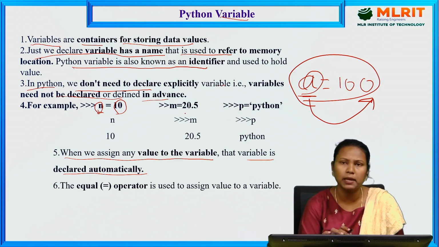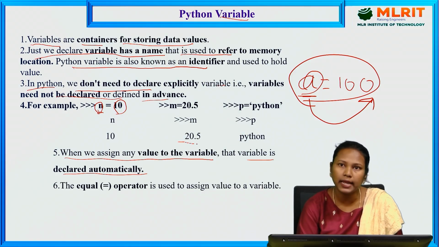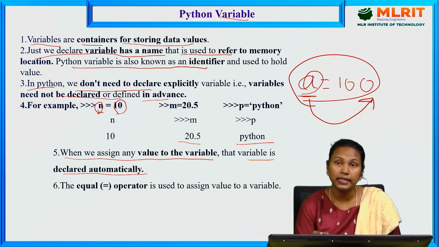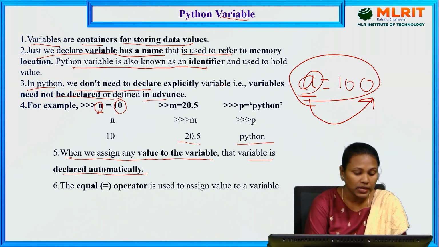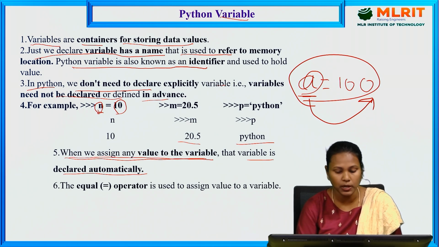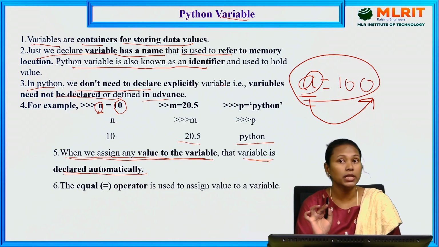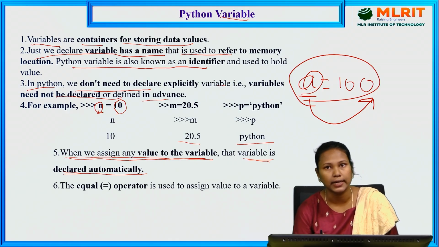For example, M is equal to 20.5. It will take it as a float, and P is equal to Python. So, it will take it as a string. Like that, at the time of execution, it will understand what type of data it is. When we assign any value to the variable, that variable is declared automatically. So, there is no need of specifying the data type.